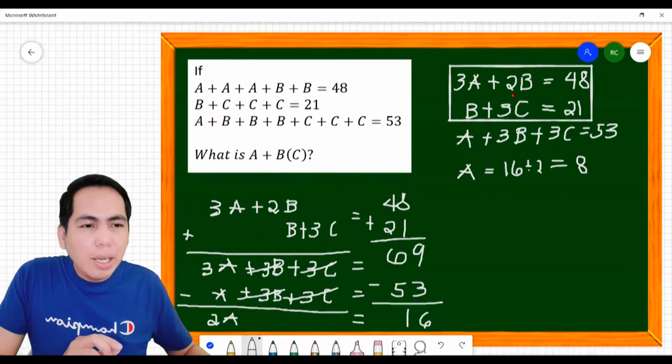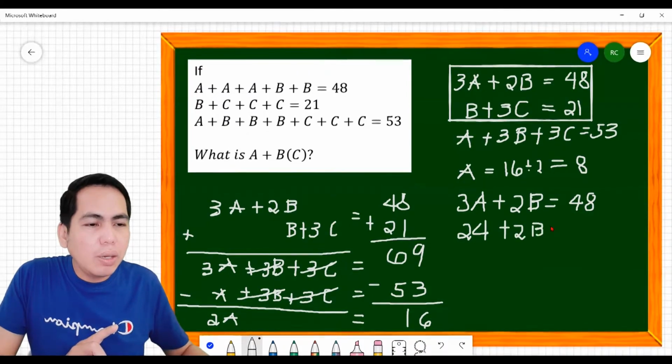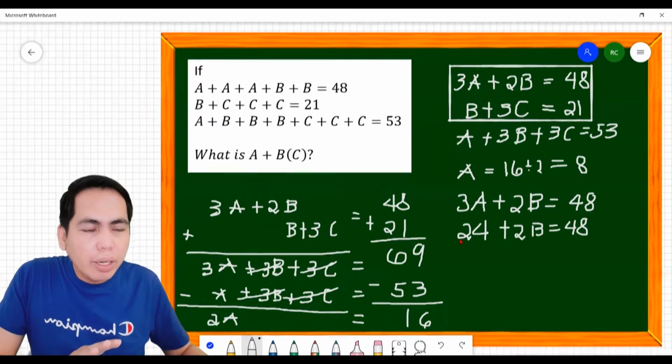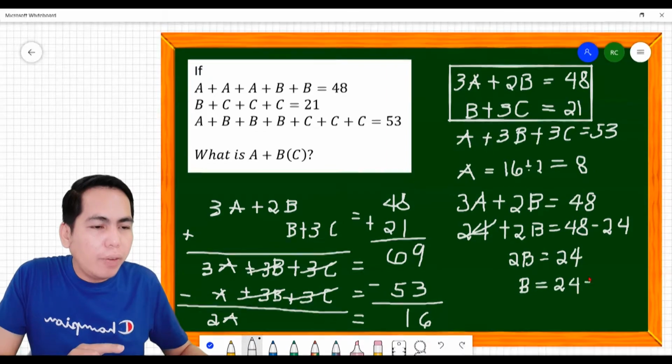Now, we know that 3A plus 2B is equal to 48. Since A is equal to 8, 3A is equivalent to 24. So 24 plus 2B is equal to 48. So we can subtract both sides by 24. We can cancel the 24 here, minus 24 here, to give us 2B is equal to 24. So 2B is equivalent to 24. So B is equal to 24 divided by 2 to give us 12. So B is 12, and we know that A is 8.